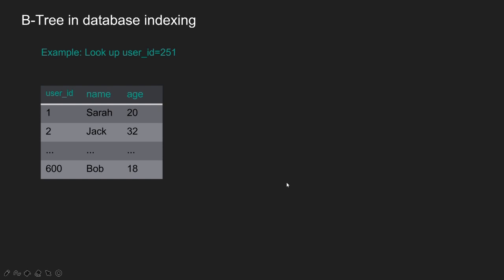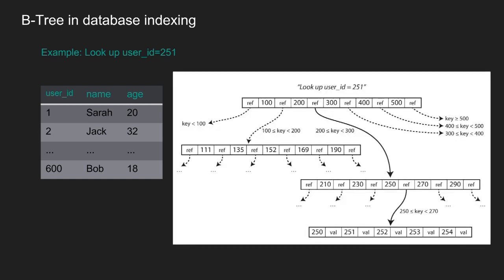So for example, if database indexing is used, how do we look up the specific user? Let's say this is a B-tree. B-tree is used in database indexing. And for one node, there are 5 keys, so it will have 6 children. One node is actually a page on disk.